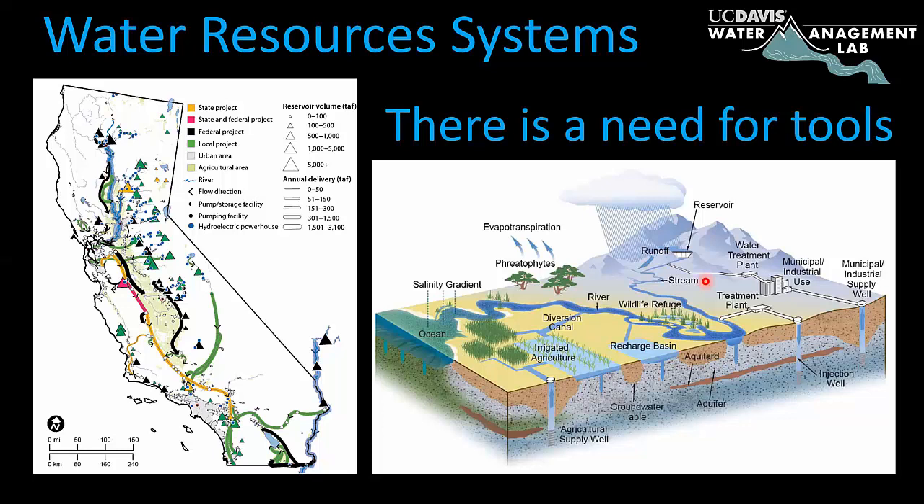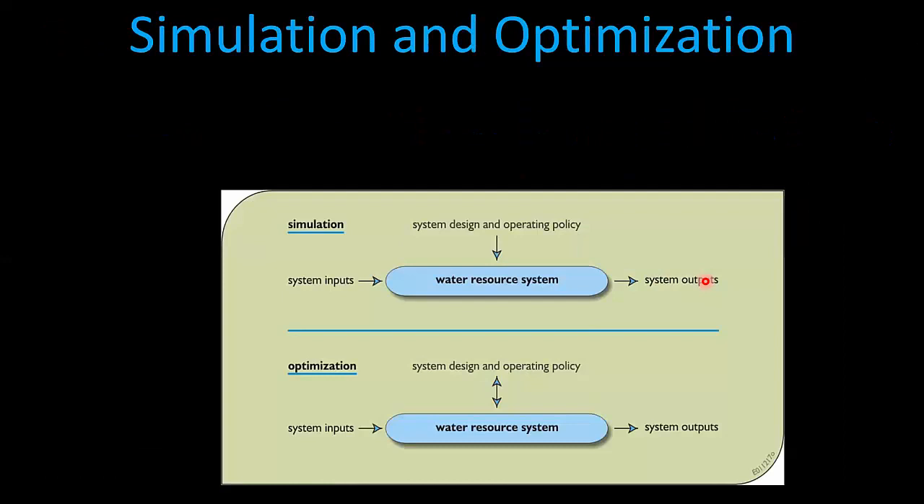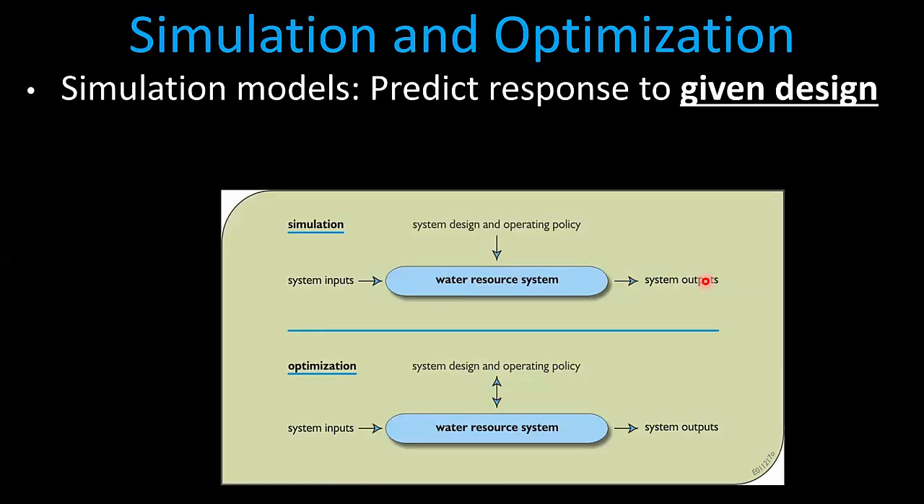Again, in how to operate this system, we need to find tools to manage and distribute water. Last class we were talking about simulation models, and basically simulation models are predictive models. They predict the response to a given design. And what does that mean? That you have a water resources system, you set as an input some of the hydrology, and you specify the water allocation system. You specify the different infrastructure and what are the different rules that this infrastructure will be operated.